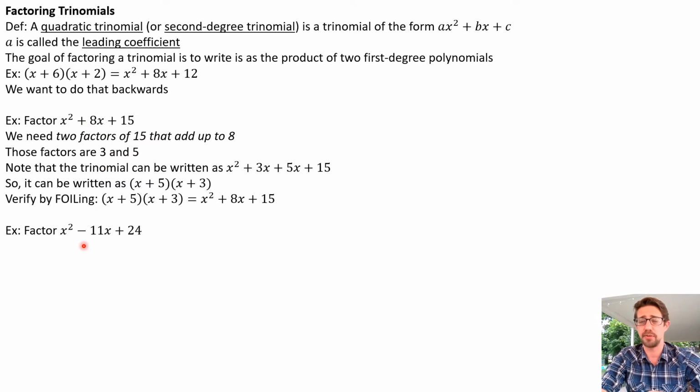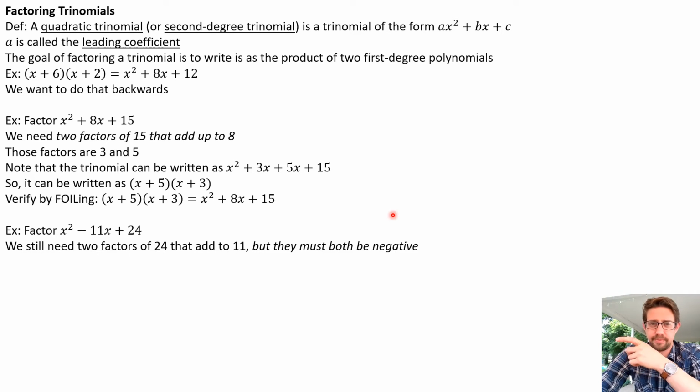Now we'll look at if this is a negative sign. So it's simpler. So we need two factors of 24. But it's always finding two factors of c, this last number. Those two factors have to now sum to negative 11. So the only way for that to happen is if both of our factors are negative. So we're not really used to factoring numbers like that, but we can.